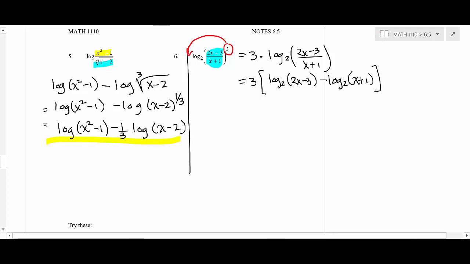Okay? And part of the reason why we're learning these properties is that in the next section we learn how to solve exponential and logarithmic equations, and you oftentimes have to use these things in order to do that. If you're going to go to calculus, lots of times you have to use these properties. They show up a lot.